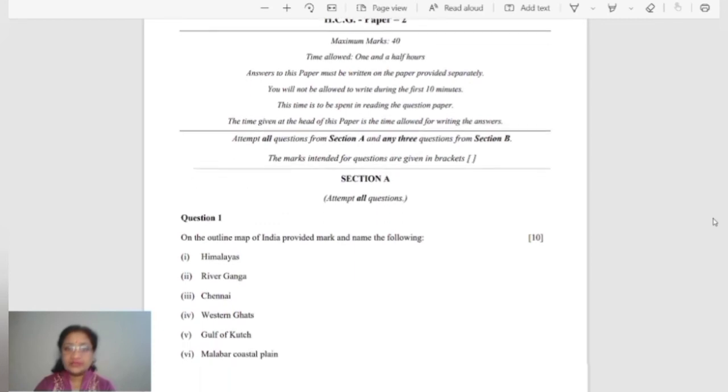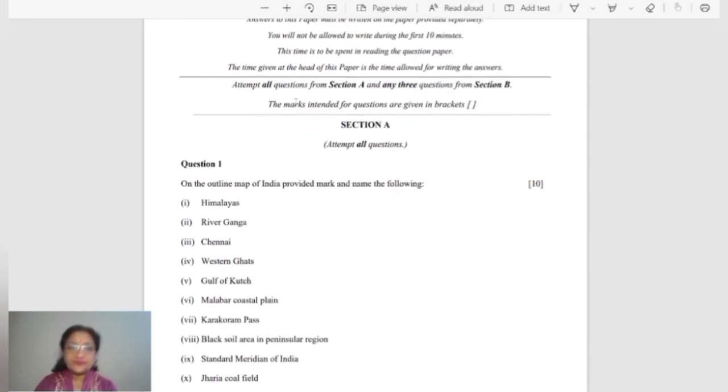So what is the pattern? You can see by yourself in this sample paper. In this pattern you will find: attempt all questions from Section A. Section A is related to the map work, and any 3 questions from Section B.